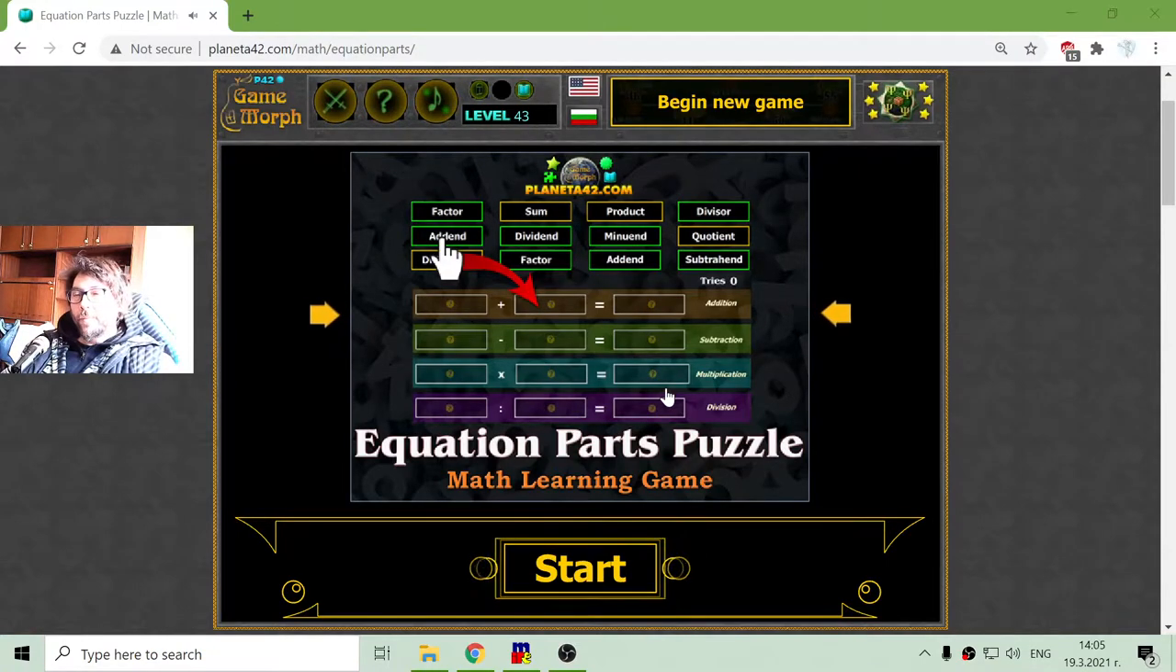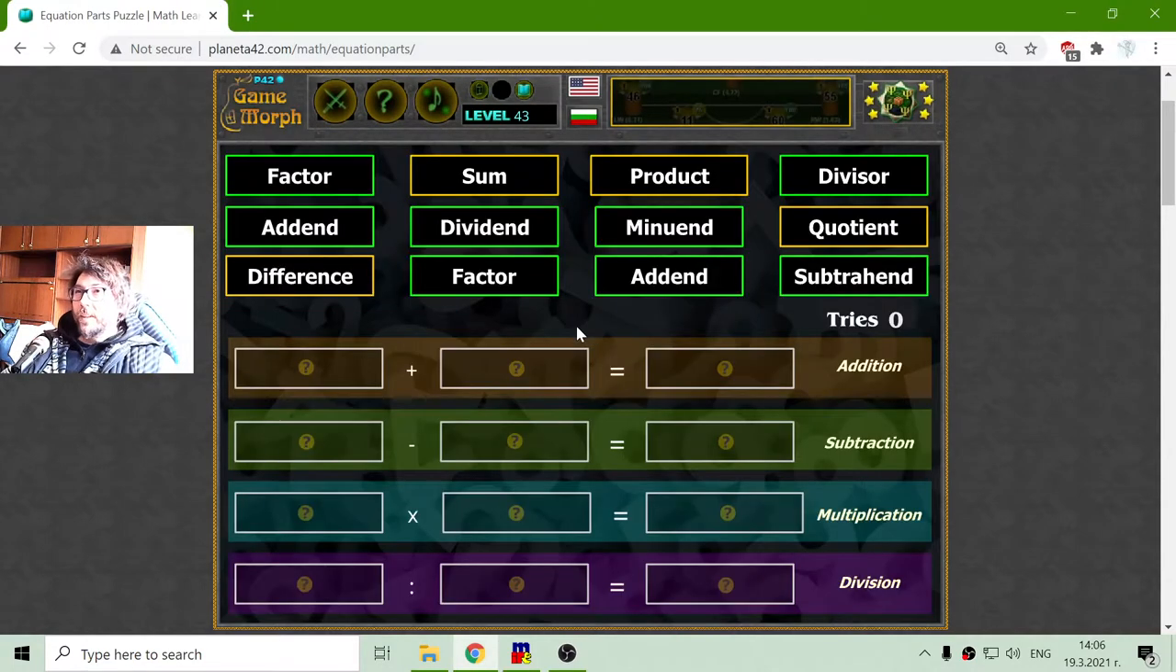Today's educational game that I play is a fun math puzzle about the equation parts. Now, all parts of arithmetical equations have names when they are plural.